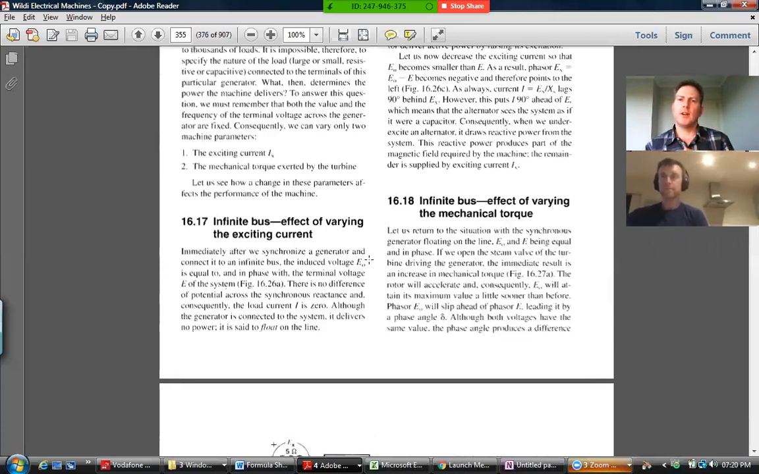And if the generator is seeing the grid as a capacitor, then the grid is feeding reactive power to it. That's the sort of positive and negative way that it's normally termed: if it's a capacitor, it's receiving reactive power, and if it's an inductor, it's absorbing it.